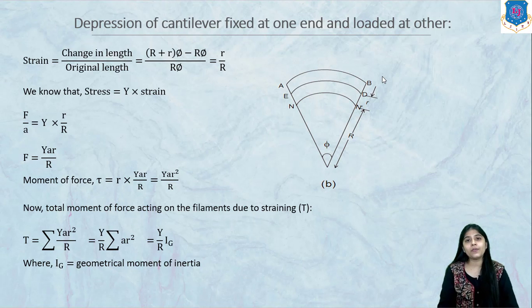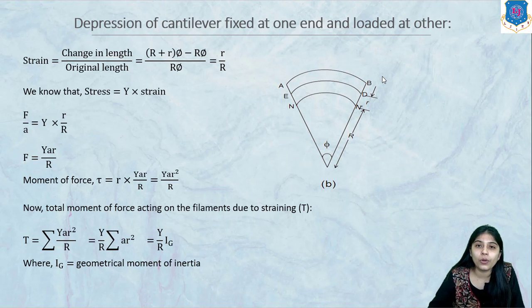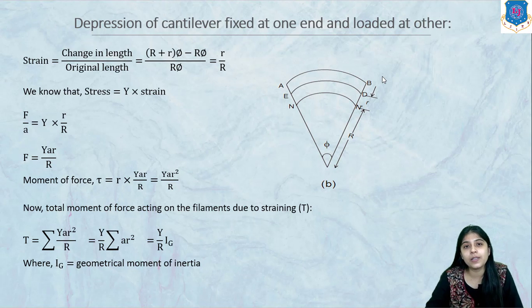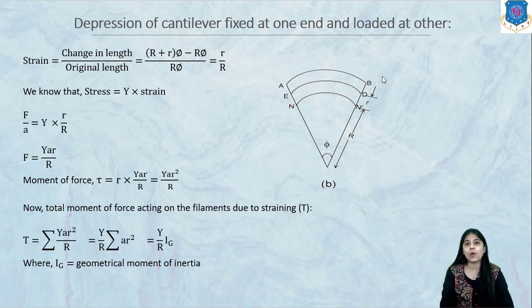Right? Now we are finding the bending moment first, then we'll find the depression. In order to find the bending moment, or moment of force, or moment of couple tau, tau will be force into perpendicular distance, so it is nothing but r into f. If we simply multiply the value of r with the force equation, we get Y a r squared upon r. So the moment of force tau will be Y a r squared by r.